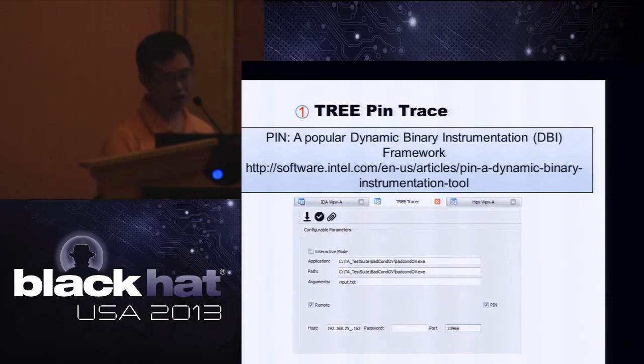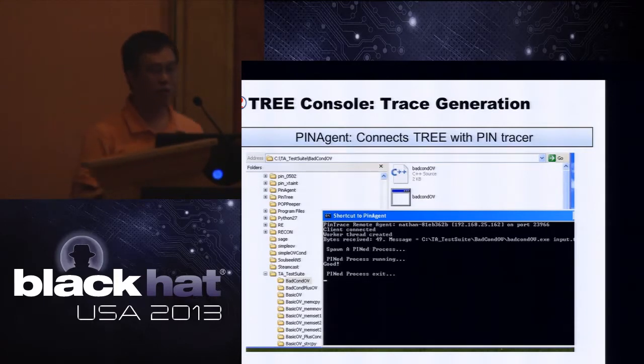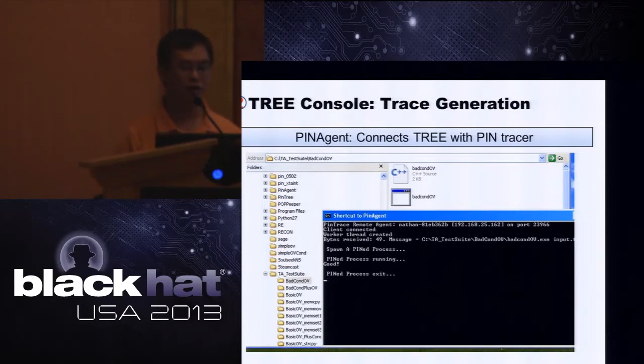By using the GUI, you can have a Pin option to trigger the Pin tracer we developed. So we developed the Pin tracer. Also, we developed a part called Pin agent that connects the tree GUI with the Pin tracer. So the user can specify what kind of conditions, the command lines, and pass them to the Pin agent, and then the Pin agent connects with the tracer to get the trace you like.